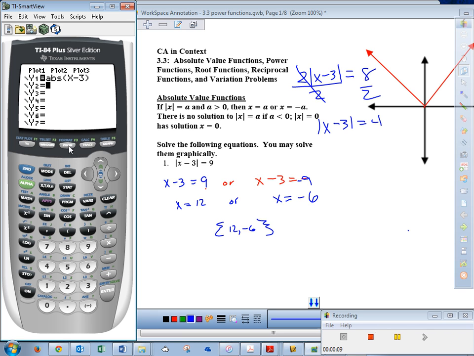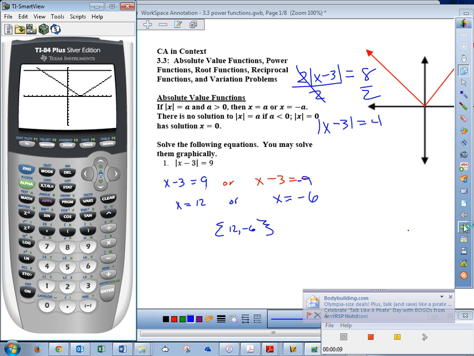I'll zoom 6 it. And you'll see that I won't be able to see both of my solutions anyway. I'd have to change my window because I want to know where these things intersect. That's when they're equal. So I'd have to totally change my window and then second calculate the intersection. But to me, that's too much work when it was so simple in the first place. So you could do it that way if you want to. I would solve this one algebraically.